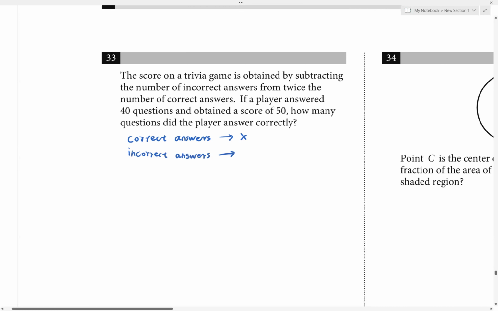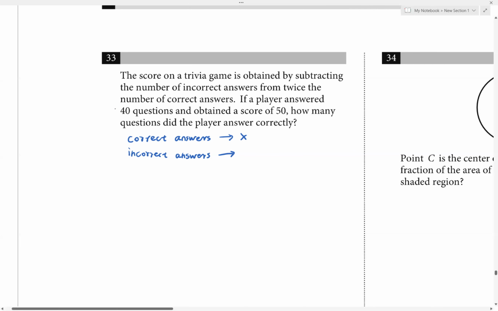Let's call it what? Okay, so here's the tricky part. You don't want to call it y here, because if you call it y, then we have two unknowns, so it'll be like a system of equations. And the only thing we know is that the score is 50. So we can't write two equations. Well, we could, but then we have to use the number of questions to set up another equation.